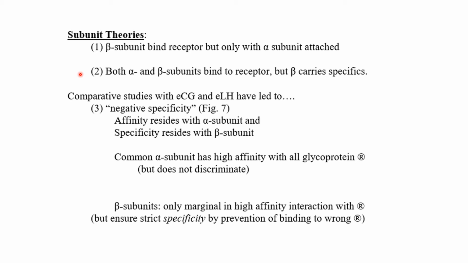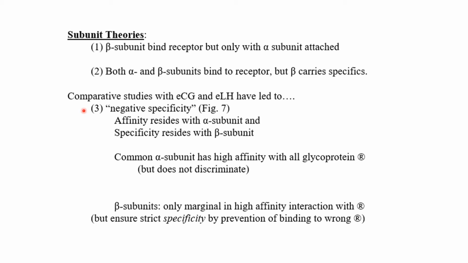And the third theory, which was developed looking at comparative studies with PMSG or eCG and LH, all from the horse. So they were comparing PMSG, which is obviously from a horse, and eCG, for equine CG, and that's led to the negative specificity theory. So that's what's shown in figure 7. So that's probably the one I would lean towards. But it's important because it could be all 3 theories, and it could be just one of the theories. So just to let you know, there's 3 theories.